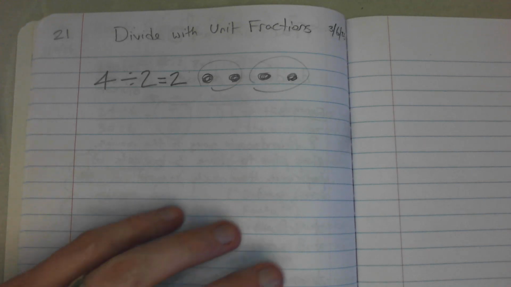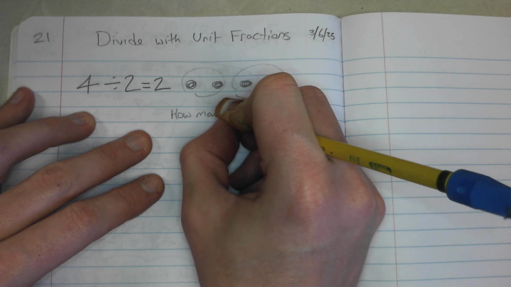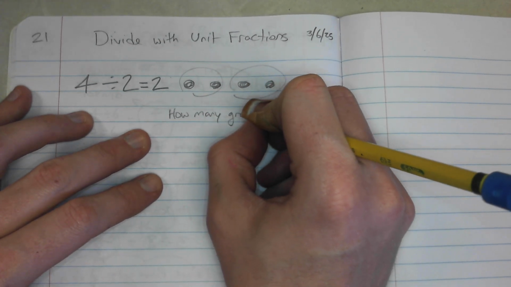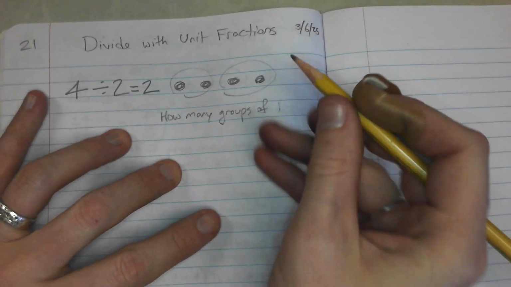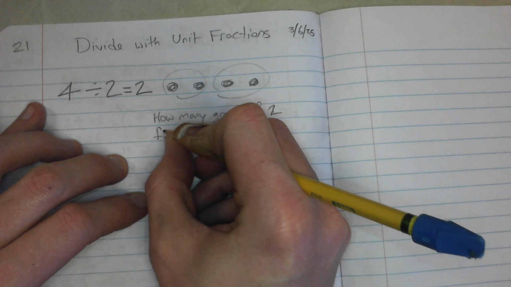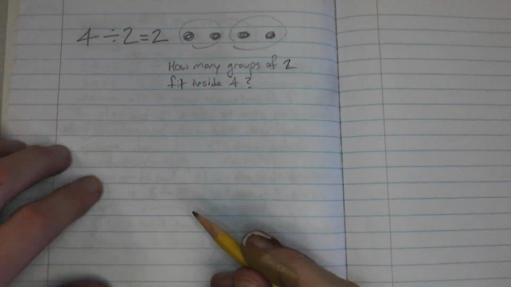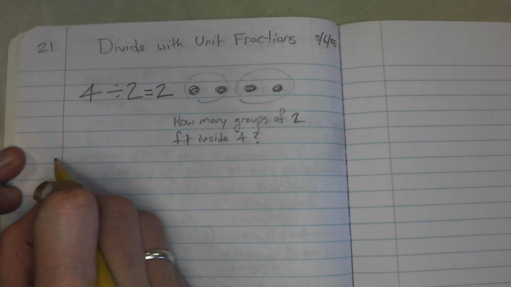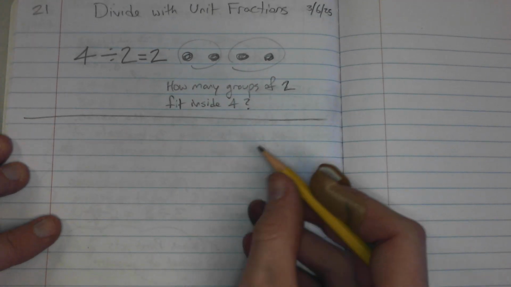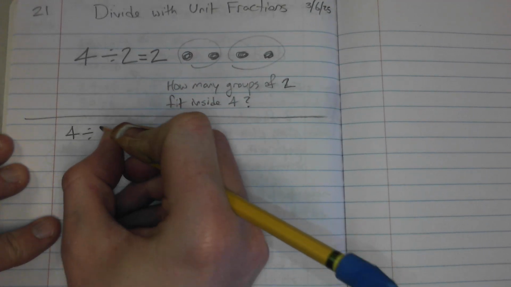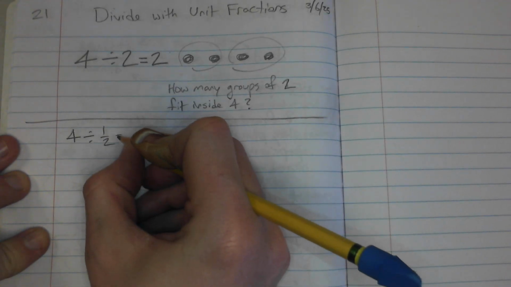Let's be clear about what this means by writing one sentence. How many groups of 2 fit inside 4? That works very well for whole numbers. I'm going to draw a line now so that we can introduce fractions. And recall that we did this yesterday as well. Now we're going to make this 4 divided by 1/2. We should ask ourselves, what does this mean, right?